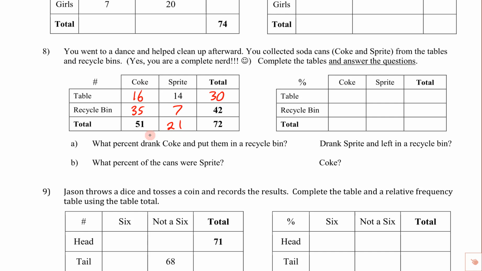Now we're going to go through and complete our relative frequency table. I'm going to grab that small marker again. So our table total is going to be 72. This is going to be 16 divided by 72, 14 divided by 72, 30 divided by 72, and so forth. I'm going to go ahead and fill those in. I filled each one of these boxes in with the correct proportion, with the correct ratio. Now I just need to type those into the calculator. So let me grab the calculator.